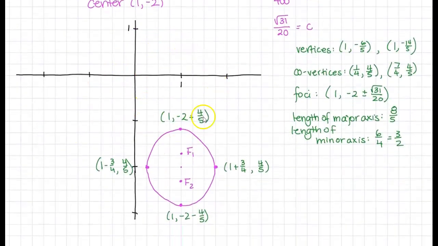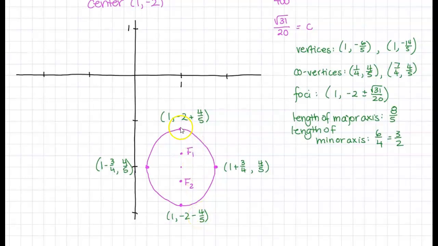So here's the graph right here. And the center, remember, is at 1, -2. I'm letting every 4 squares be 1. So there's my center. And then for the vertices, because this is a vertical ellipse, I'm going up and down. So I go up 4/5 and I go down 4/5. That's taking the y-coordinate and adding 4/5 or subtracting 4/5.